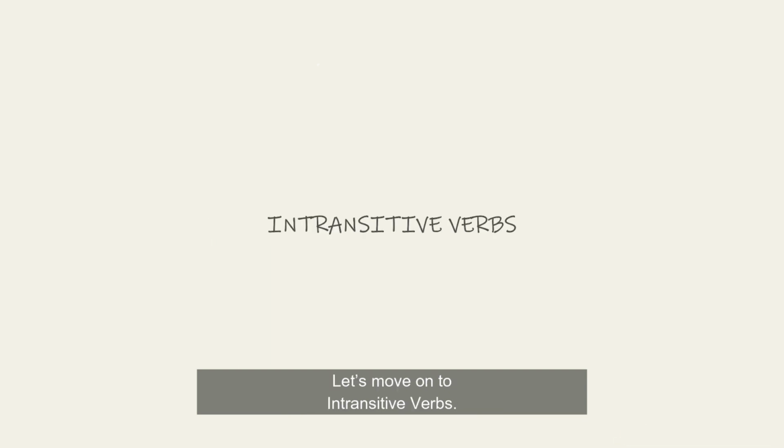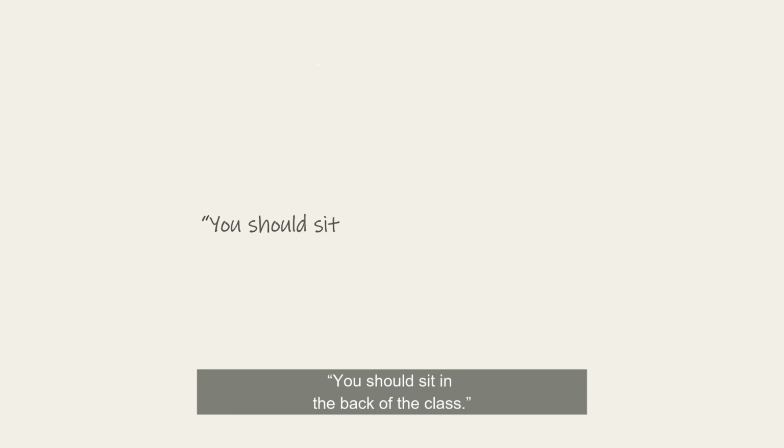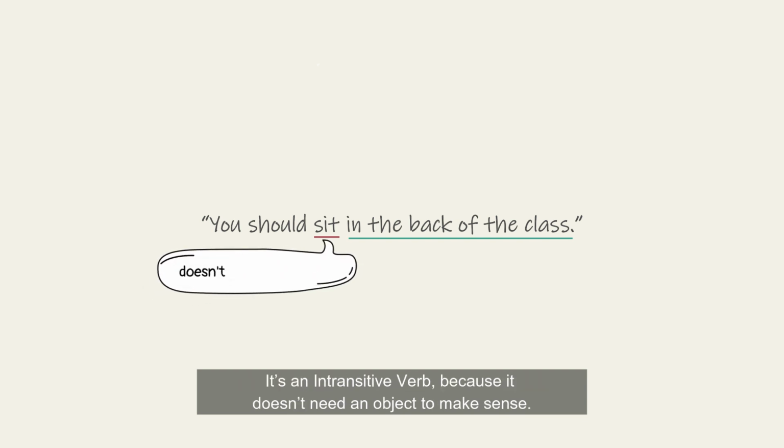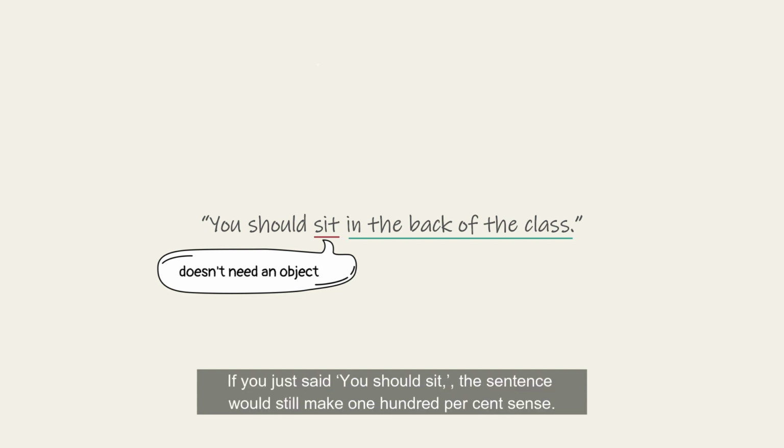Let's move on to intransitive verbs. You should sit in the back of the class. The word sit is followed by a prepositional phrase in the given example. It's an intransitive verb because it doesn't need an object to make sense. It's not dependent on anything. If you just said, you should sit, the sentence would still make 100% sense.